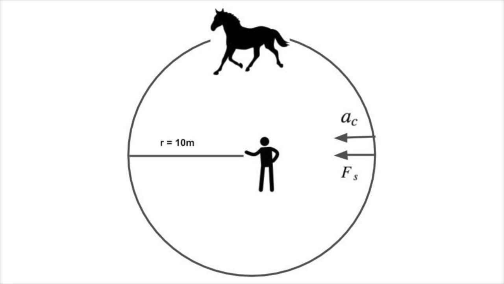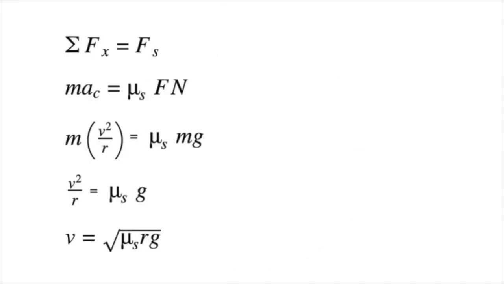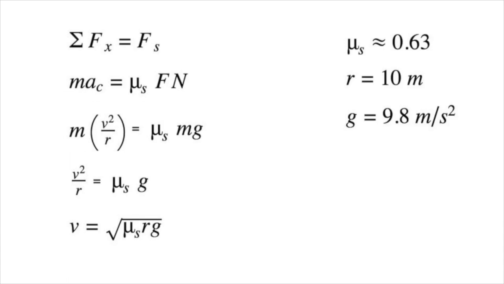When we set the equation for centripetal force equal to the force of static friction, we see that the masses cancel out. We are left with the simplified equation solving for velocity. Next, we will label our known variables and use the equations to solve for the maximum speed.